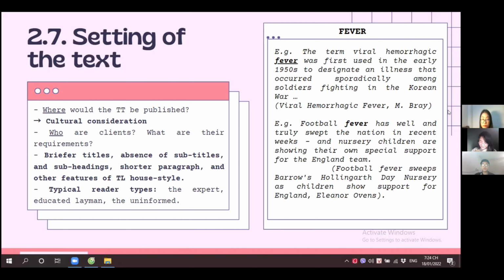The word fever in the first example is a medical condition in which a person has a temperature that is higher than normal. It is used in the setting of studying about hemorrhagic fever. The word fever in the second example means the prevalence of football or the increasing taste of football. The setting here is an England football team has been in a match which attracts many supporters from adults to children. And next is the quality of writing.